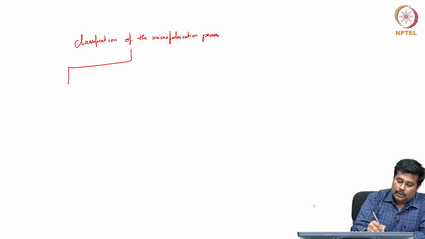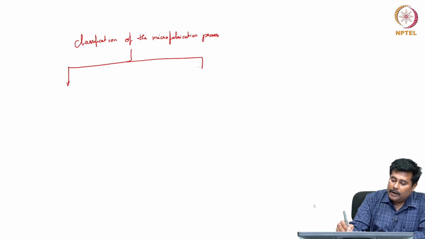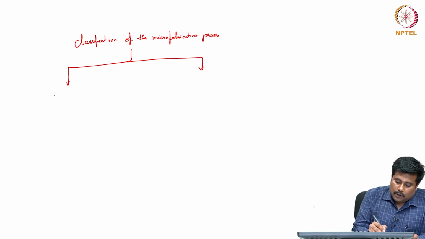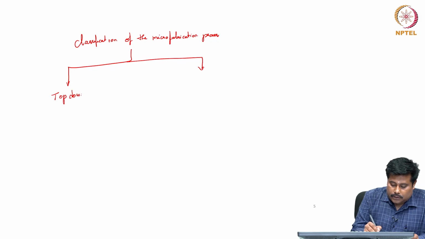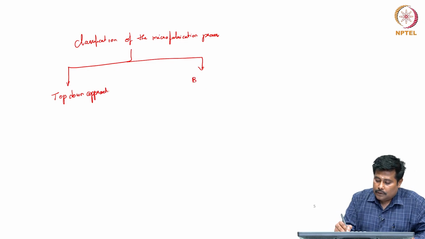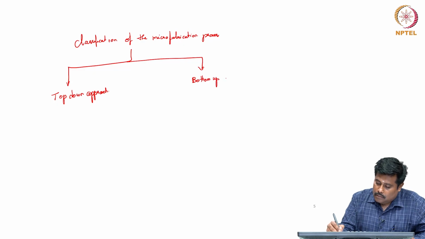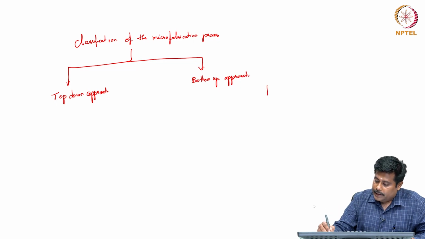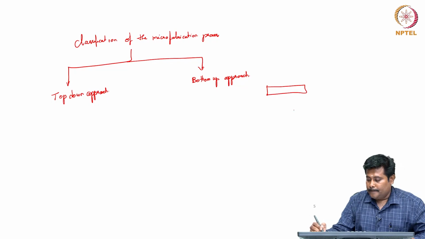Ideally, a microfabrication process is classified into two. One is called a top down approach and the other one is called a bottom up approach. That is, let us consider we have a substrate.